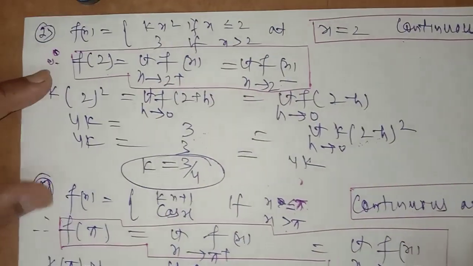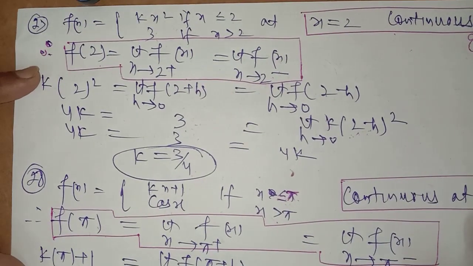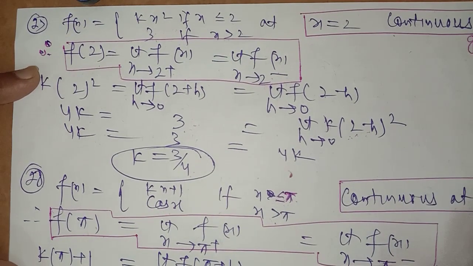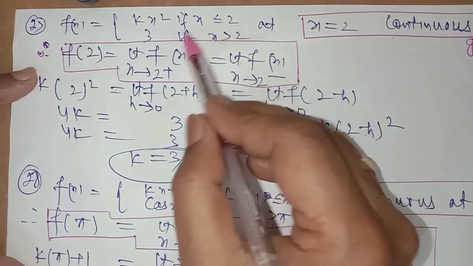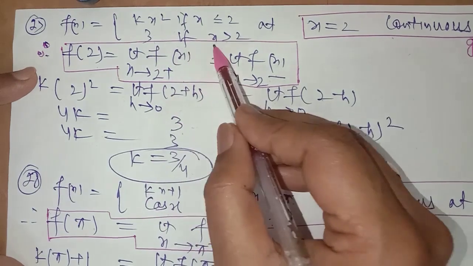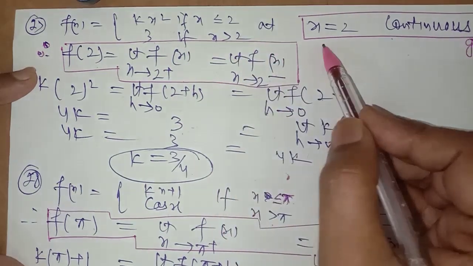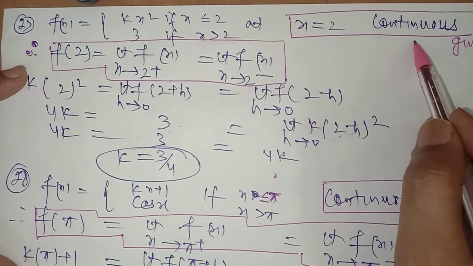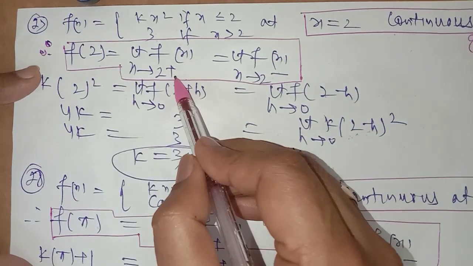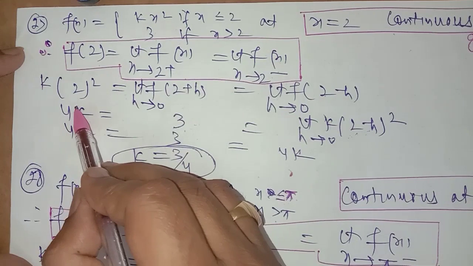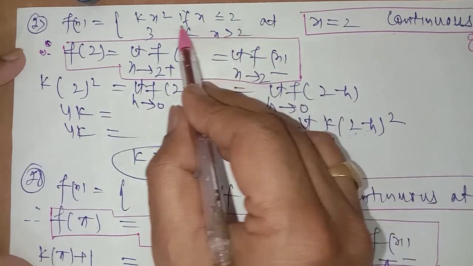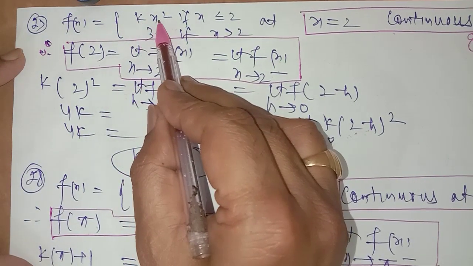Now similarly in question number 27, which is an easier question than question number 26, again it is given that f(x) is equal to kx square if x is less than or equal to 2, and equal to 3 if x is greater than 2, and it is continuous at x is equal to 2. So again we write f(2), the right hand limit at 2, and the left hand limit at 2 will be equal to each other. f(2) we'll find using the first function, that is k times 2 square.